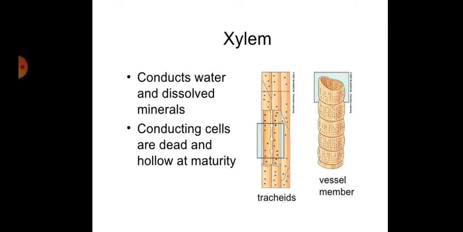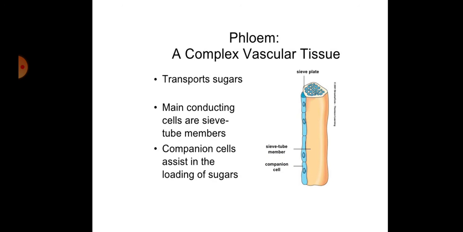Now, first of all, we'll see xylem. It conducts water and dissolved minerals. Conducting cells are dead and hollow at maturity. See, this first structure is tracheids, and vessel members are there.